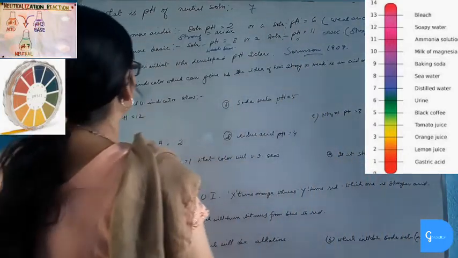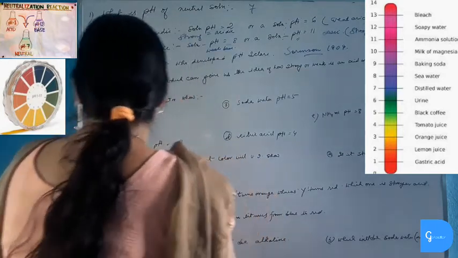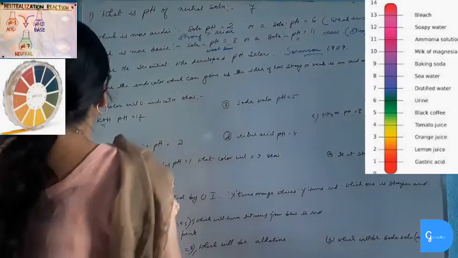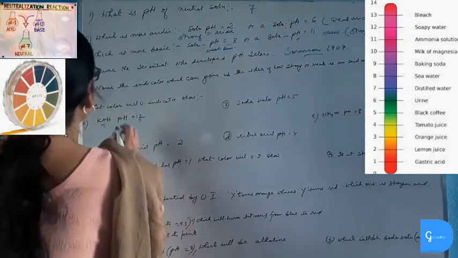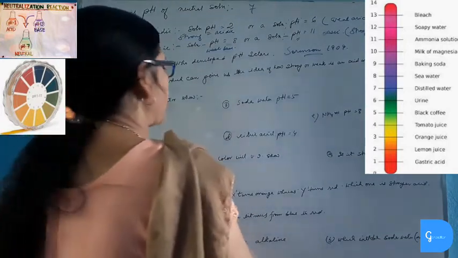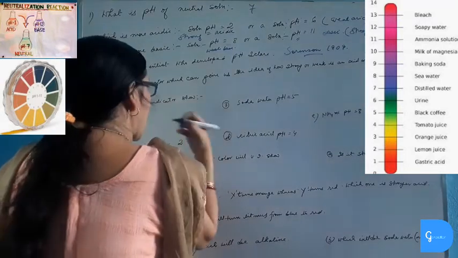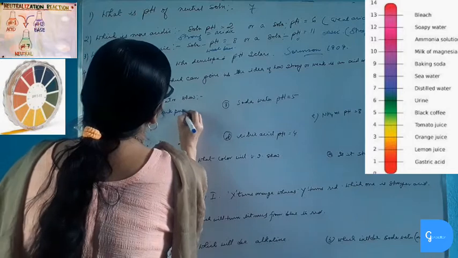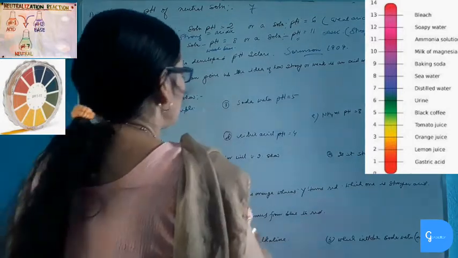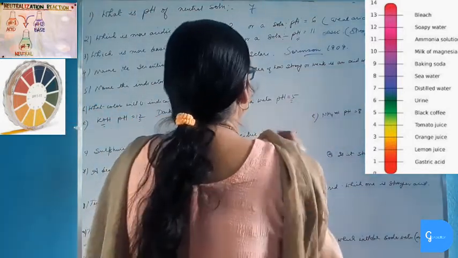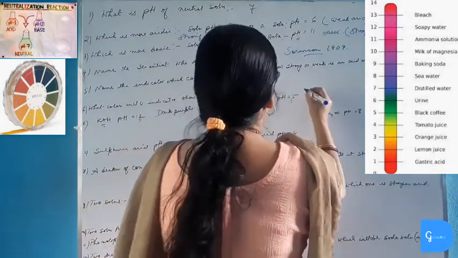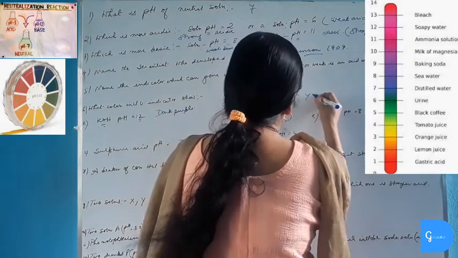What color will the universal indicator show for the following solutions? Potassium hydroxide, pH 12. The solution having pH 12 means it is a strong base, and strong base means it will show dark color, so it will be dark purple. Soda water, pH 5. pH 5 means it is a weak acid and so it will show color of yellow orange.